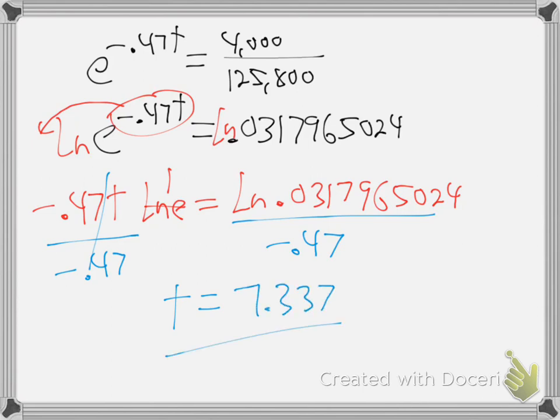7.337 hours. I don't know what they want me to round to. But 7.337 hours later, the bacteria will reach half of their maximum. They'll fill up half the dish, basically, after 7.337 hours.